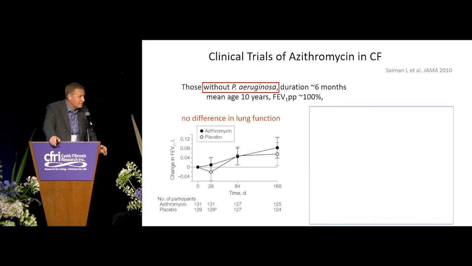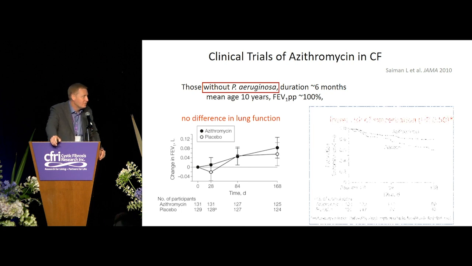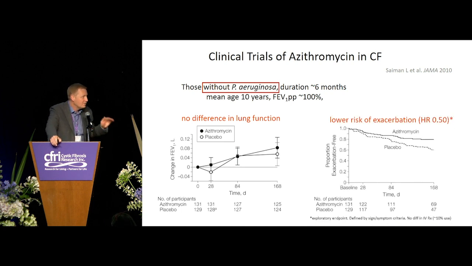And some years later, they studied the population who were not infected with Pseudomonas. These were generally children, mean age of about 10. They had normal lung function, FEV1 of 100%. Again, looking for 6 months, in this group, they didn't see a benefit to lung function, but they saw a reduced risk of exacerbation, almost half. As many were having these exacerbation events, although overall that population didn't have nearly as many events as the Pseudomonas infected group did.